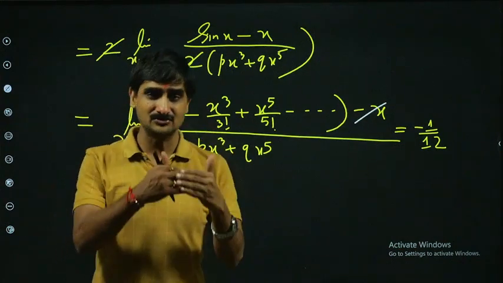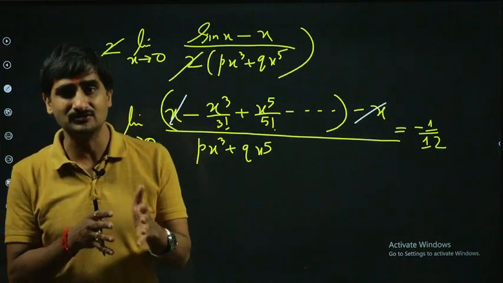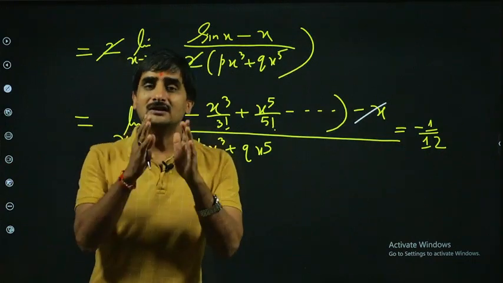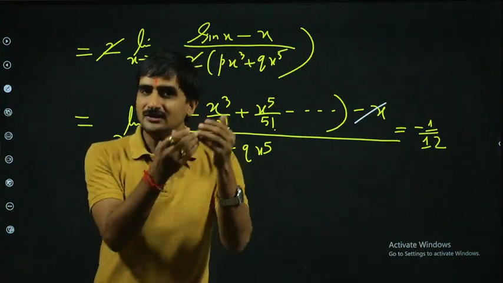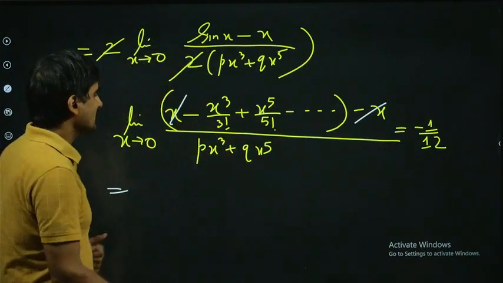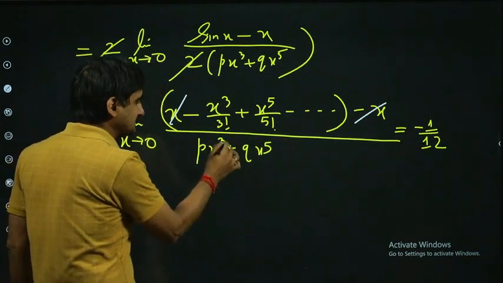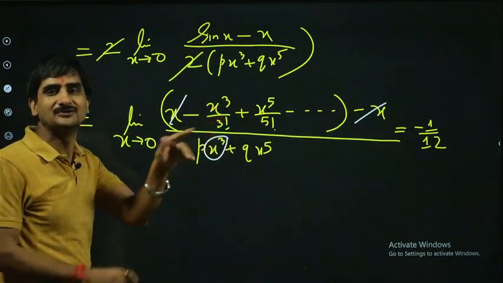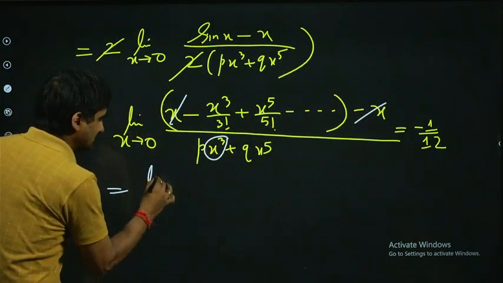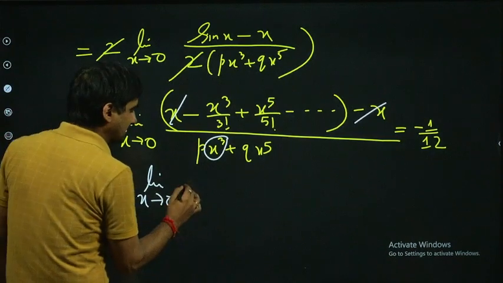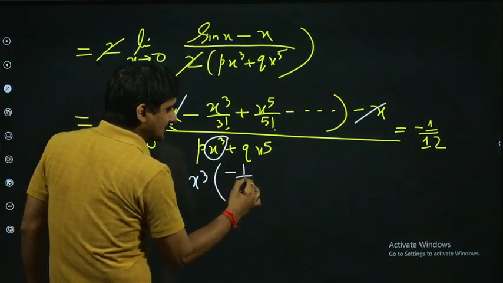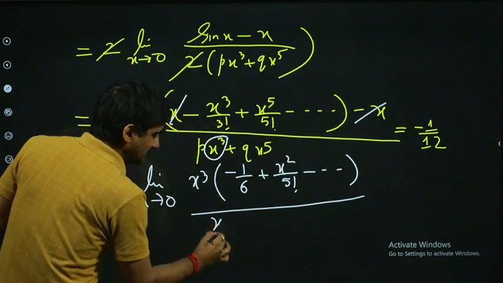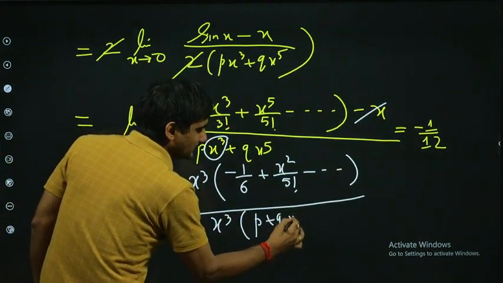I am repeating, in 0 by 0 form, if you have polynomials in both numerator and denominator, then to get a non-zero finite value, the powers of the least degree terms in numerator and denominator should match. So that means the least degree term should be x cube here, and here also it's x cube, so it's matching. Now take x cube common, so that means now you are at the position where we will get the non-zero finite value. Okay, this is what we get. Take x cube common, p plus q x squared, that's it, x cube.